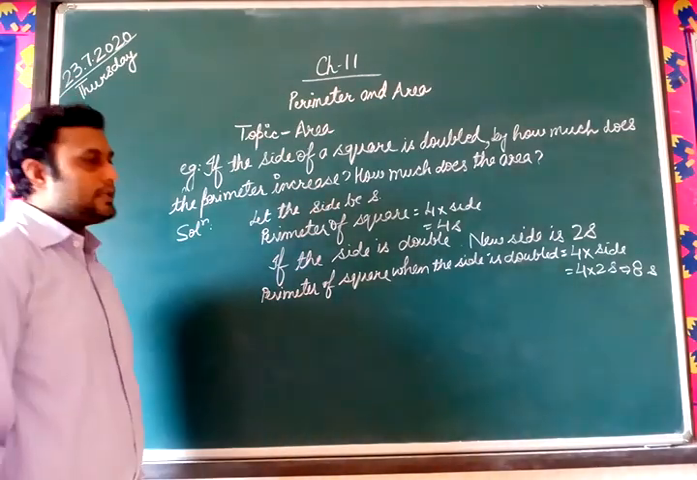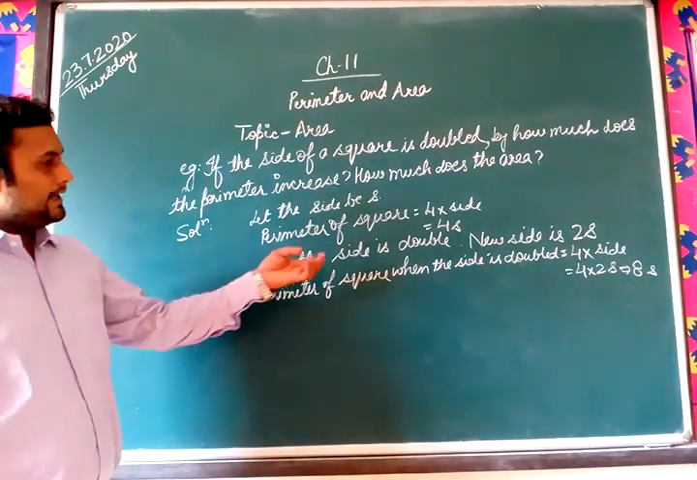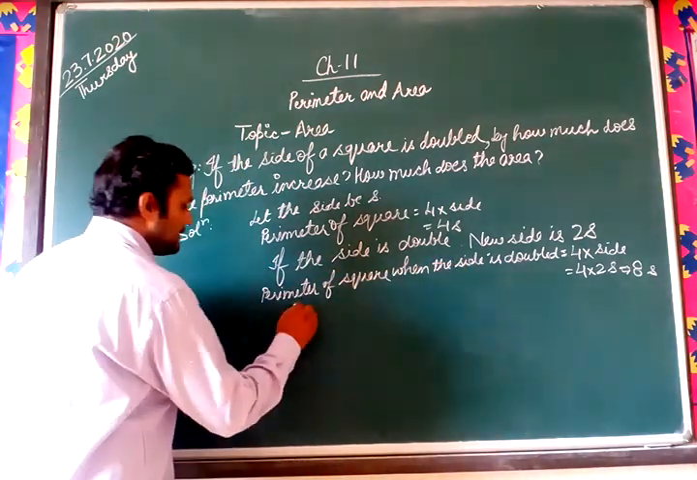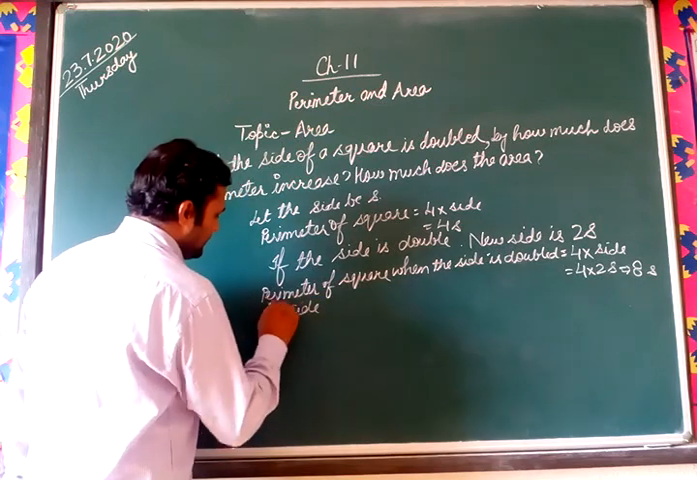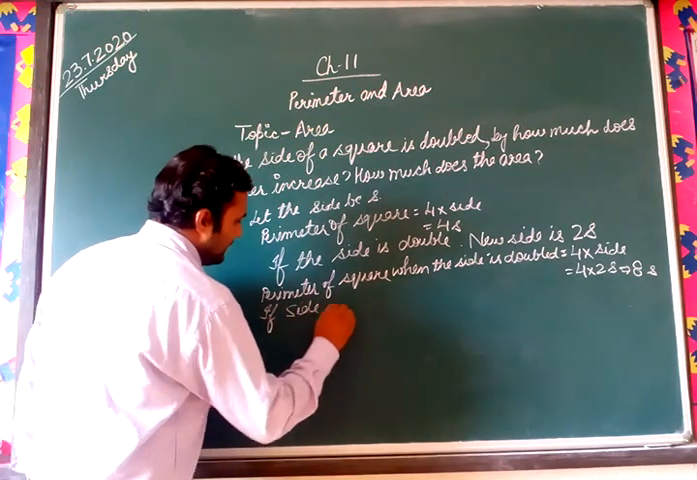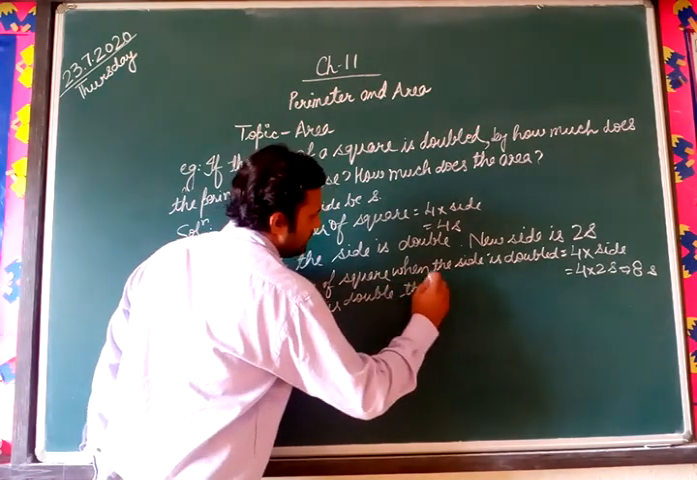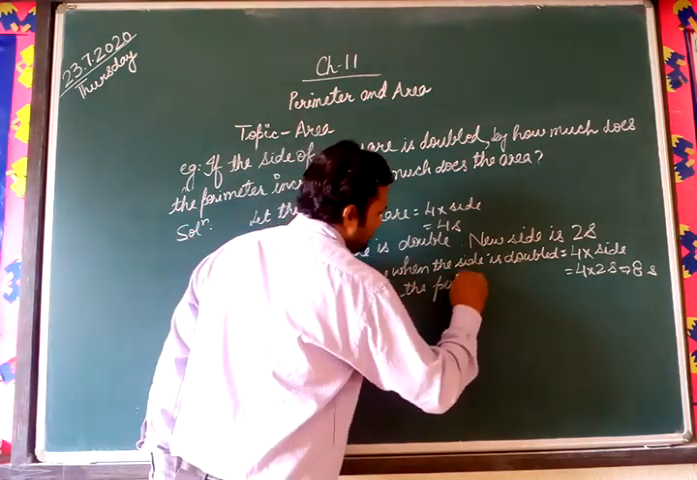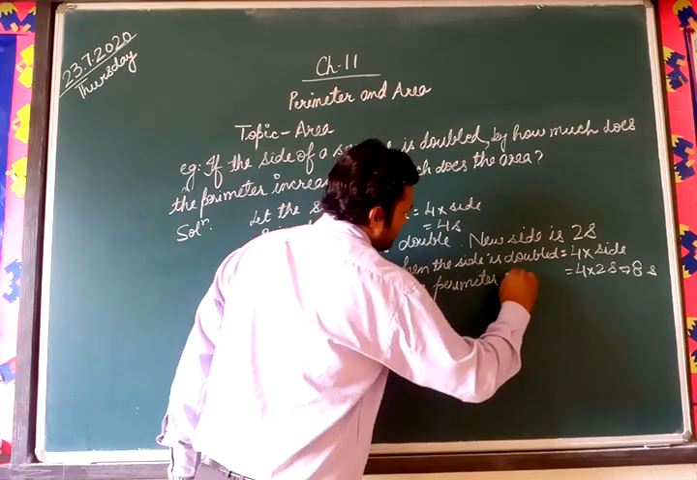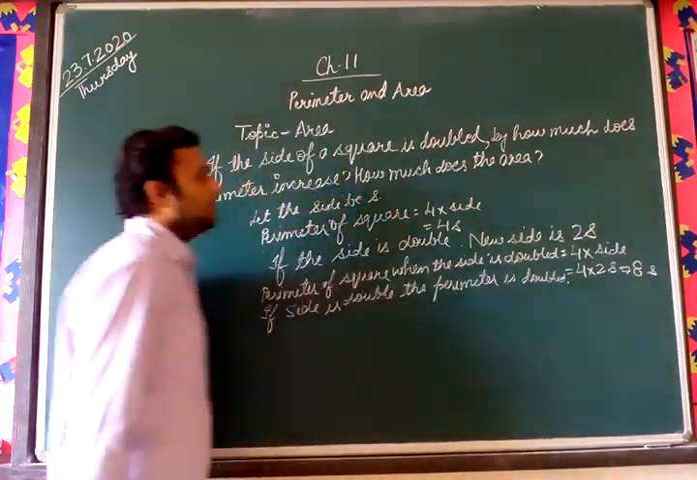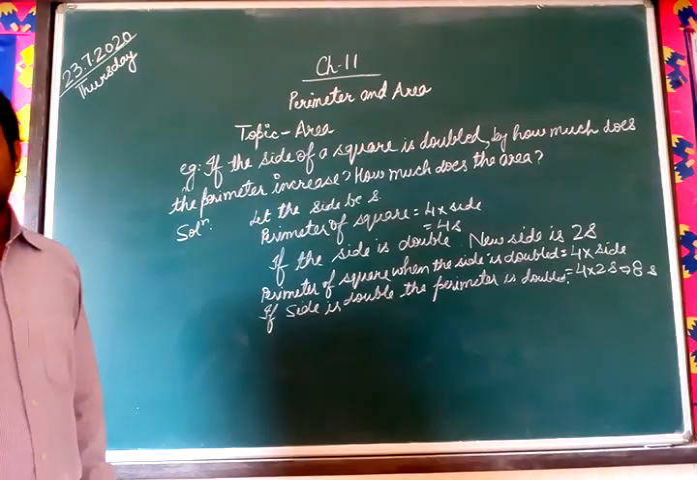Therefore, if the side is doubled, the perimeter will be doubled. Now we have to find out how much the area increases.